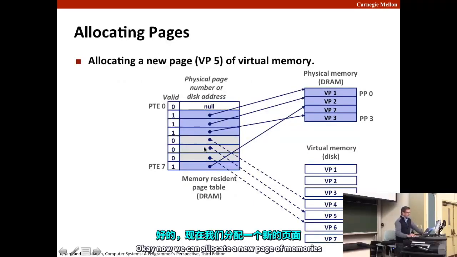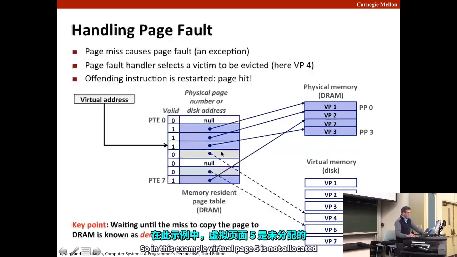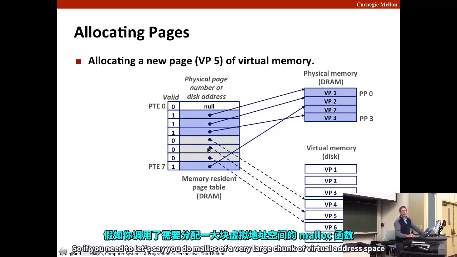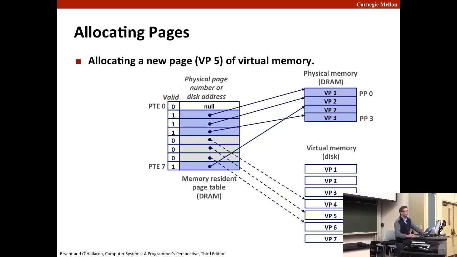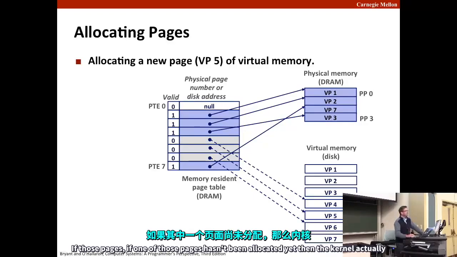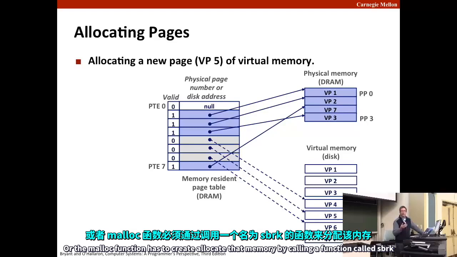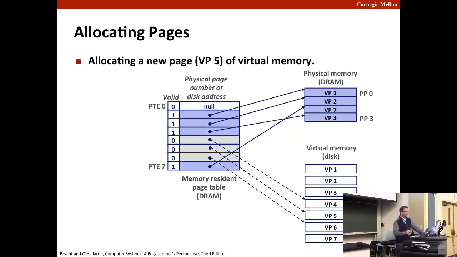Okay, now we can allocate a new page of memory. So in this example, virtual page 5 is not allocated. So let's say you do malloc of a very large chunk of virtual address space. If one of those pages hasn't been allocated yet, then the malloc function actually has to allocate that memory by calling a function called sbrk.